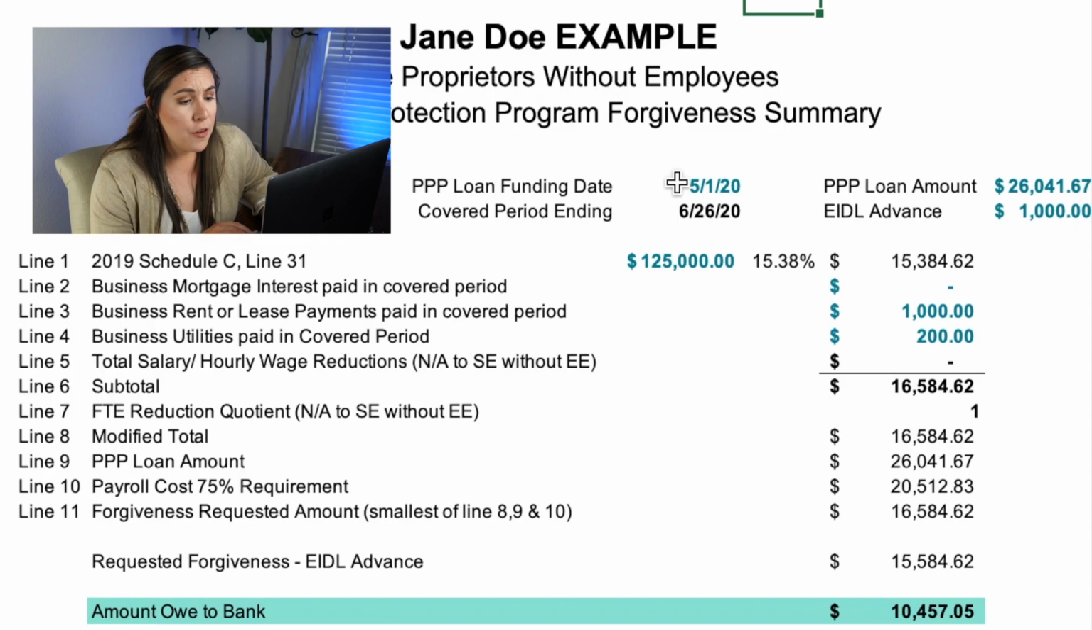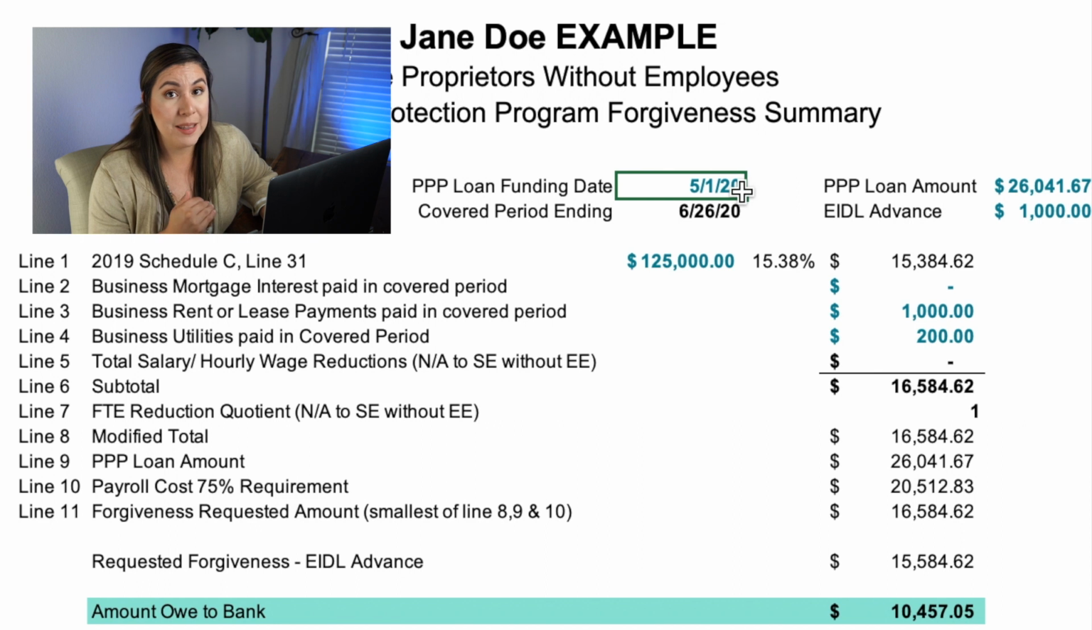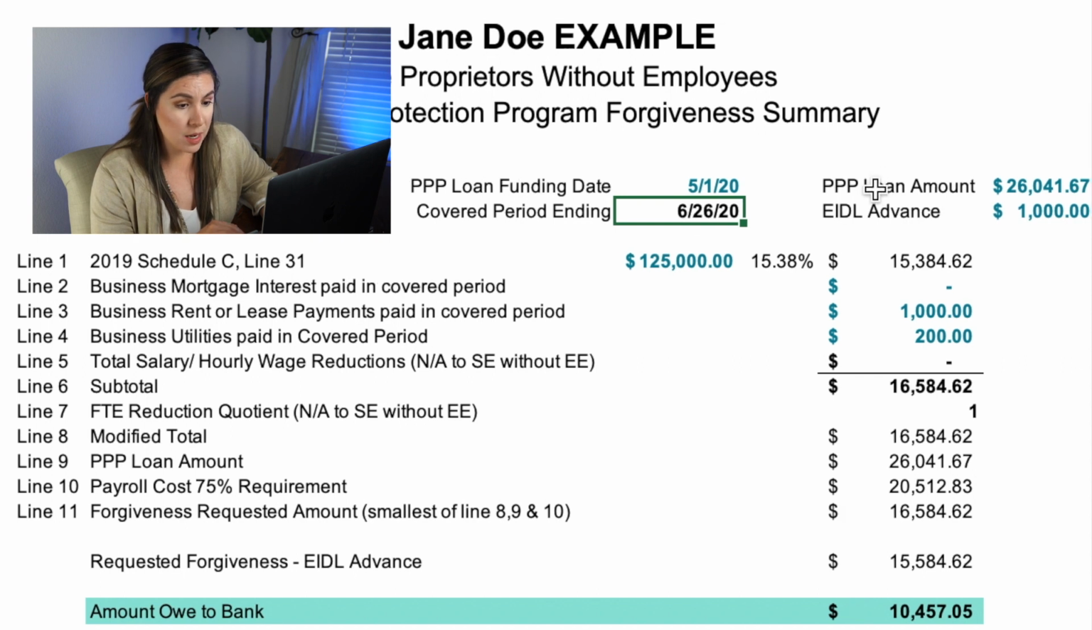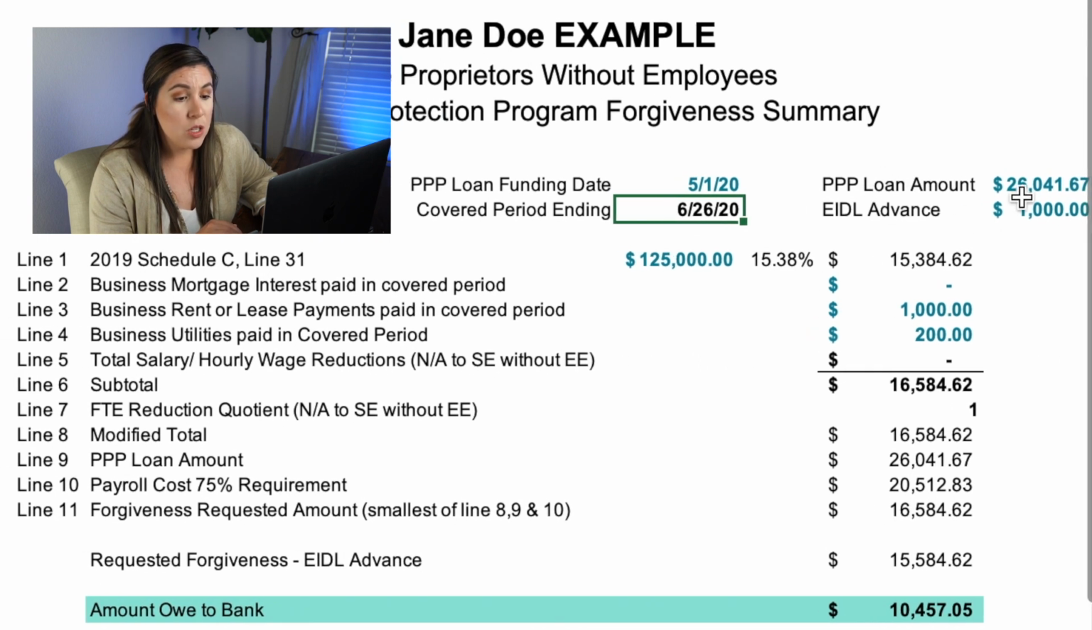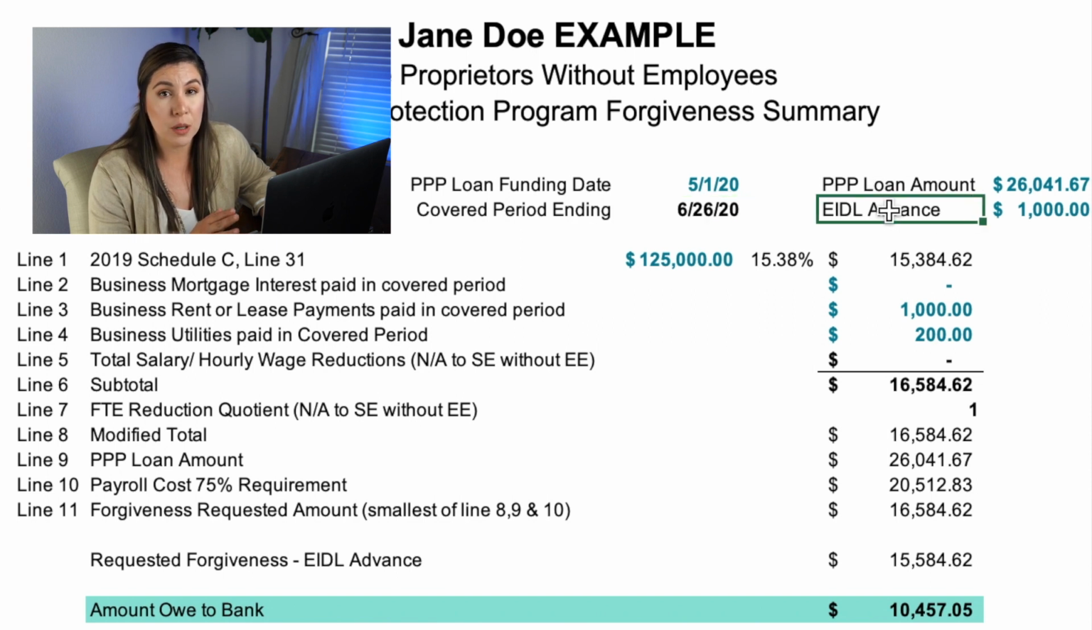So the first item is going to be the PPP loan funding date. So that's going to be the disbursement date. That's going to be the date that the funds were deposited into your bank account. Your covered period is going to be 56 days after your deposit date. The next one is going to be your loan amount. So that's going to be the amount that was deposited into your bank account. And if you took out an EIDL advance, which is basically $1,000 per employee, that amount is going to go in that field here.